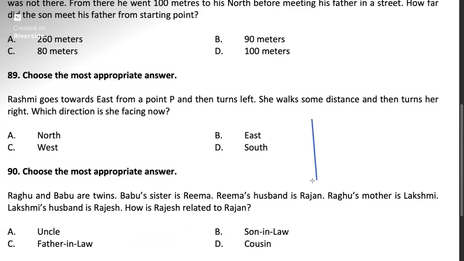Now, Rashmi goes towards east. First of all, let's draw something like this. From a point P, Rashmi goes towards east and then she turns left. She walks some distance and turns to her right. She started from P going in the east direction. This is north and this is east. From point P she turns left, walks some distance and then turns right. Which direction is she facing now? East. Right, east she is facing.